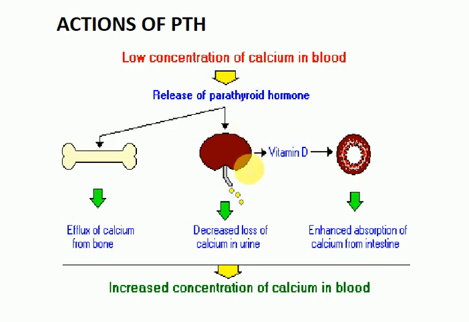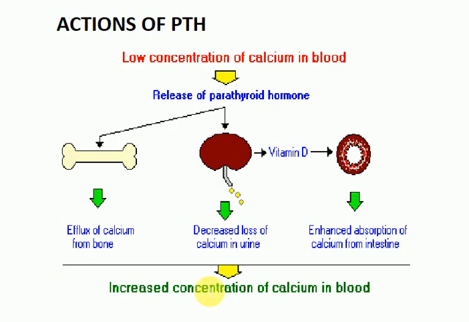Then its action on the kidney, causing increased renal calcium reabsorption in the distal tubule, which will increase the serum calcium. And finally its action on the intestine, increasing intestinal calcium absorption indirectly by stimulating the production of 1,25-dihydroxy cholecalciferol in the kidney, or through vitamin D, enhancing the absorption of calcium from the intestine.